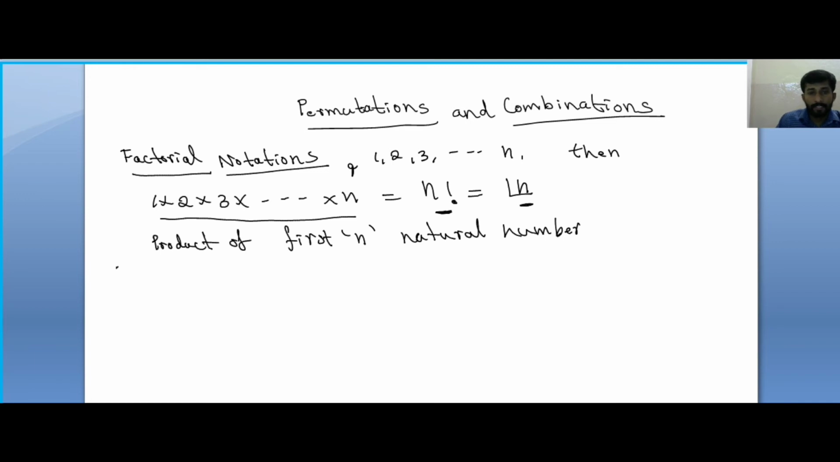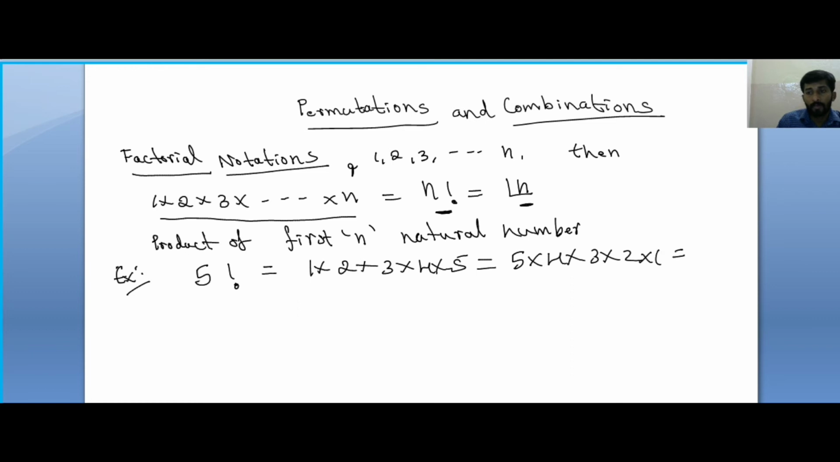Clear? So by this definition, consider some examples. Suppose I am writing 5 factorial. What's the meaning of 5 factorial? n factorial means product of first n natural numbers, so 5 factorial means product of first 5 natural numbers, that is 1 into 2 into 3 into 4 into 5. While writing factorial notation, you use descending order. You can write it as 5 into 4 into 3 into 2 into 1. 5 into 4 is 20, 20 into 3 is 60, 60 into 2 is 120. So 5 factorial value is equal to 120.